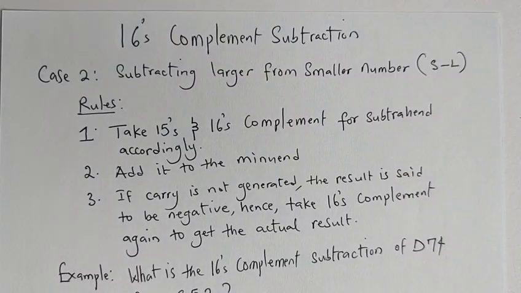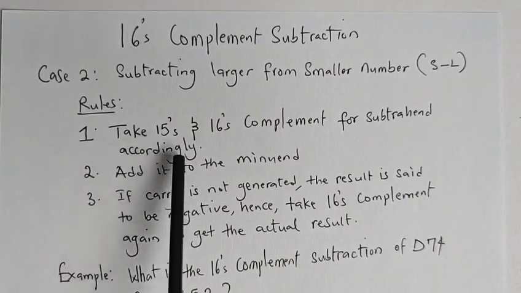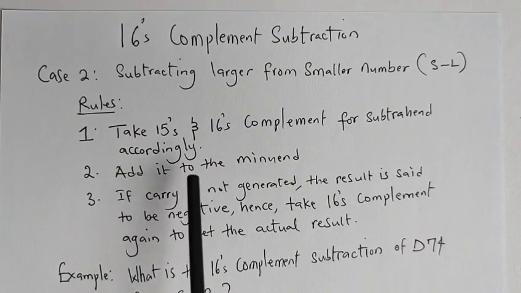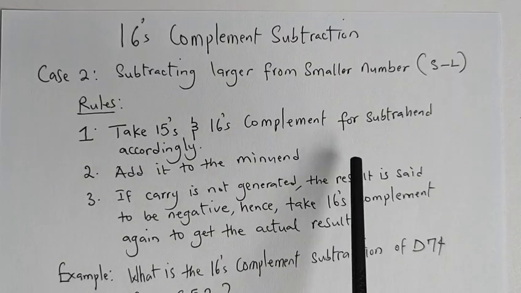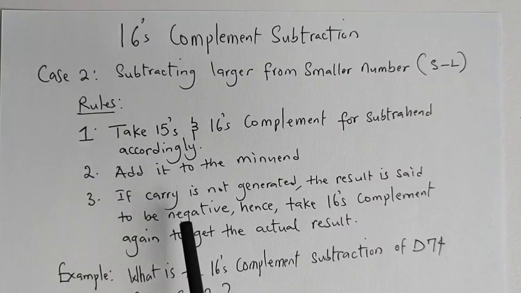Alright, so let's go over the rules. Number 1, take 15th and 16th complement for subtrahend accordingly. Now what this means is this: you need to take the 15th complement of the subtrahend, and then thereafter you have to take the 16th complement.